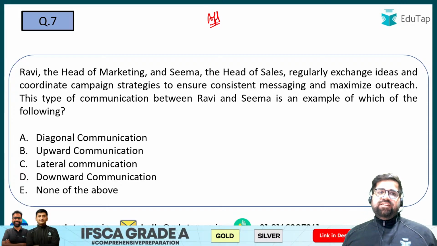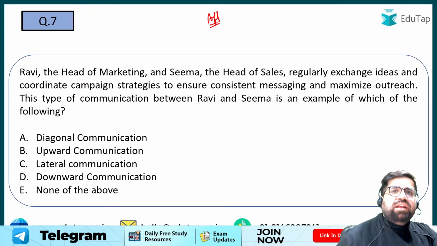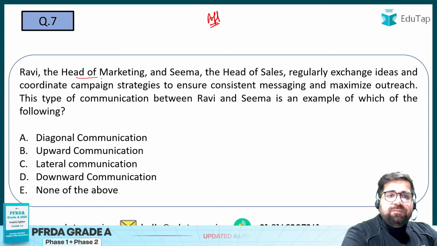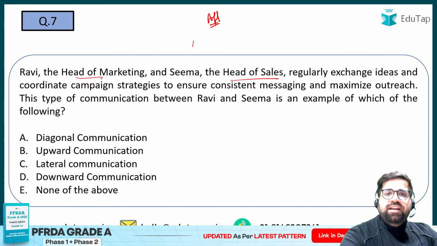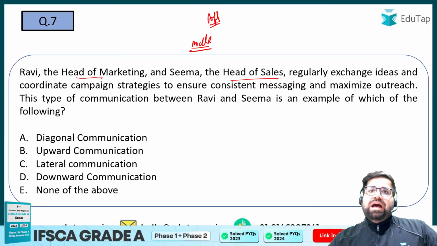So if you see, my friends, Ravi is the head of marketing, Seema is the head of sales. They both are communicating. First check head of marketing and head of sales. So definitely they will fall in middle level only, because departmental heads, marketing and sales, is what?